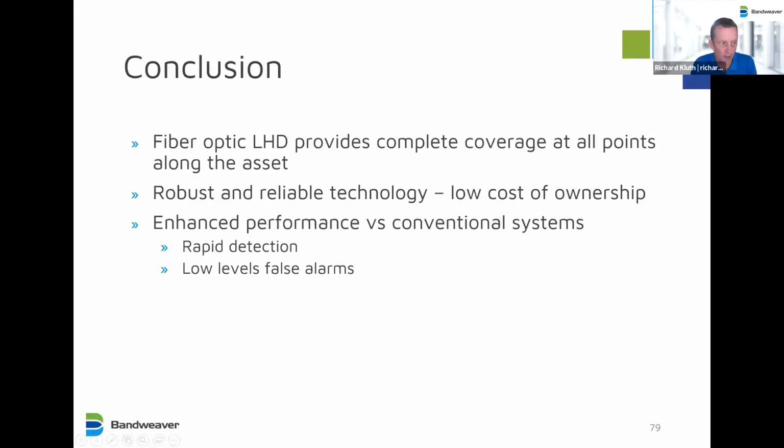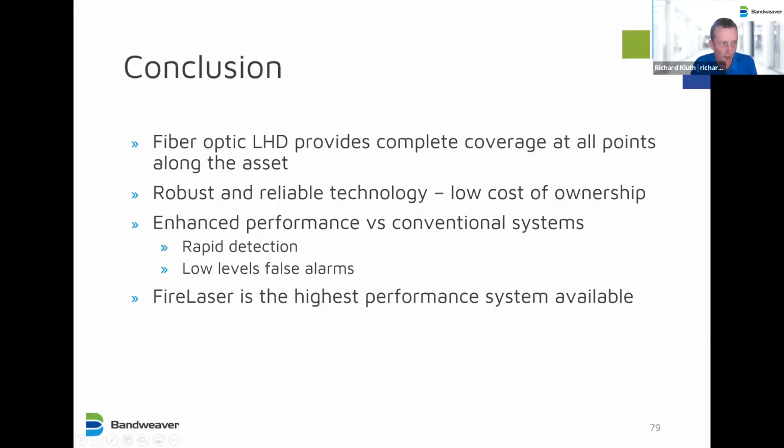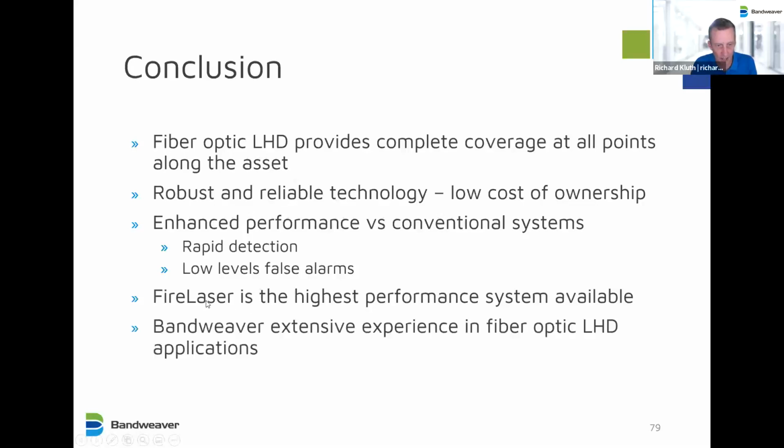In terms of performance versus conventional systems, the fibre optic linear heat detection system is excellent. You get rapid detection, lower levels of false alarms. We have the highest performance system available with the Bandweaver system FireLaser, and Bandweaver has extensive experience in fibre optic linear heat detection applications with more than 3,500 installations worldwide.